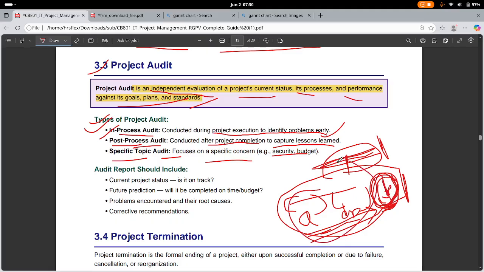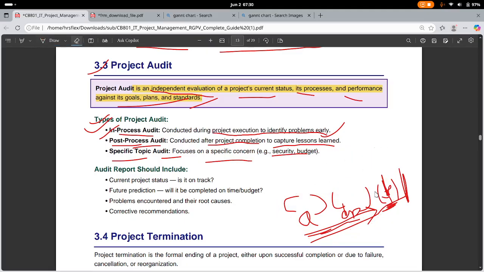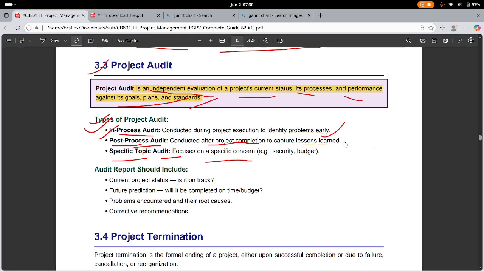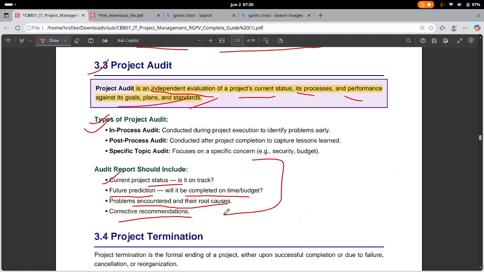So with this type of flexibility, auditing gives you in-process, post-process, or a specific topic audit. Auditing reports should include: current project status, are you on track; future prediction, will it be completed on time and within budget; problems encountered and their root causes; and corrective recommendations. These are the things that you should do in the audit.